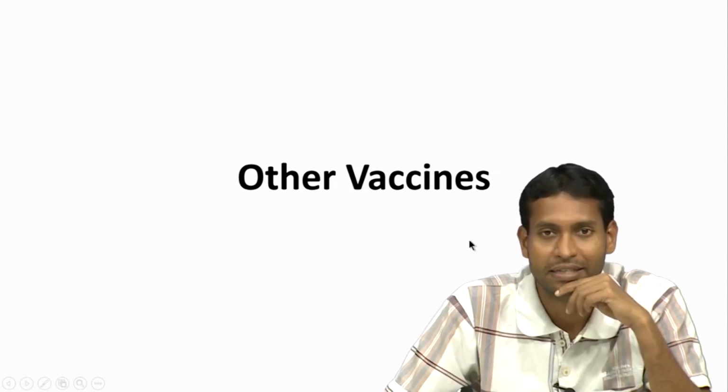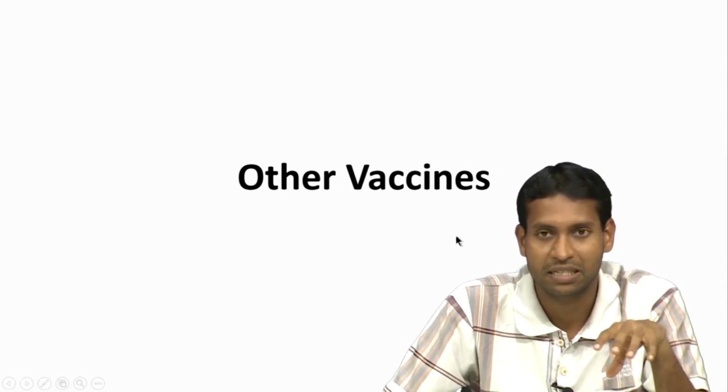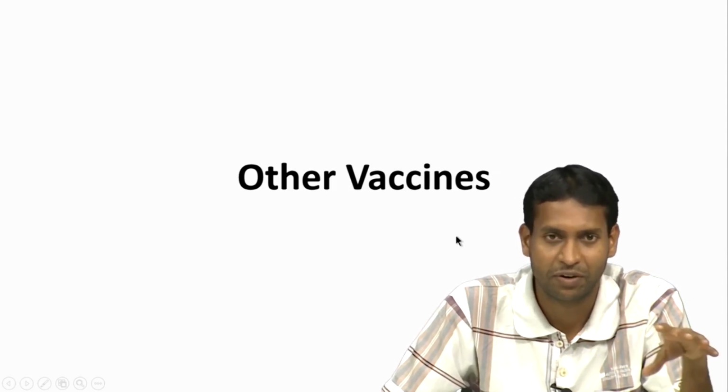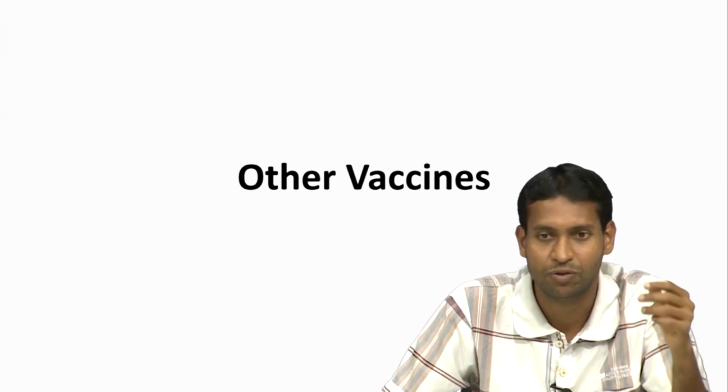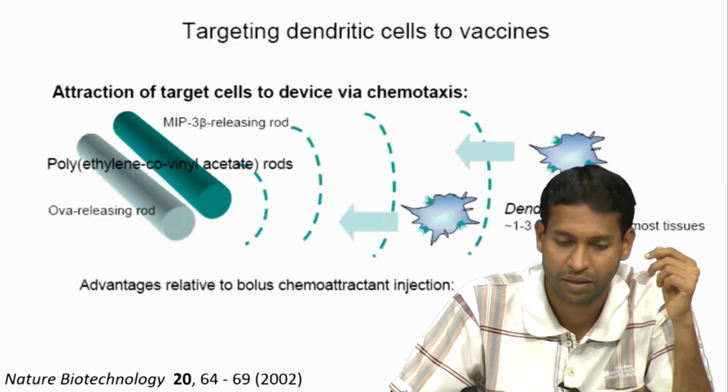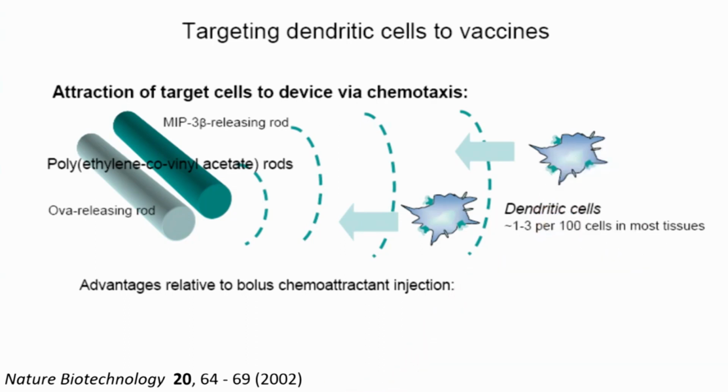Okay. So we have talked about some of these, let us look at some other types of vaccines that can't really be classified in one or the other, but can be used for various applications. So here is a vaccine that was being used to target dendritic cells, and in this case what they are doing is they are making a depot of the vaccine. And so what the authors have done in this paper is they are trying to attract the target cell to the site that they are injecting.